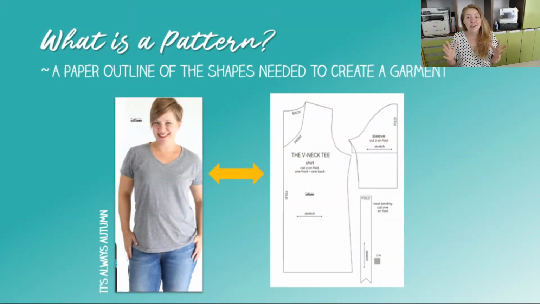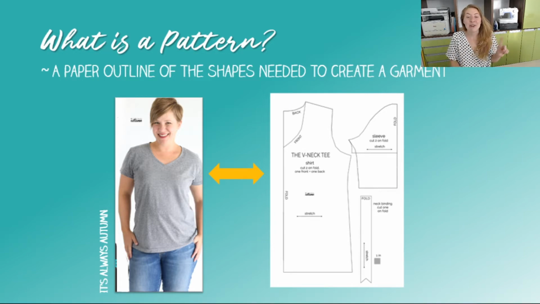The first question is, what is a pattern? Now, a pattern is a paper template that we're going to use to make clothing. And these templates are basically outlines of our clothing, okay? So for example, we can see Autumn here wearing this gray V-neck.